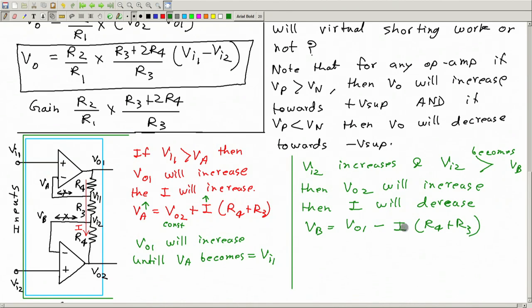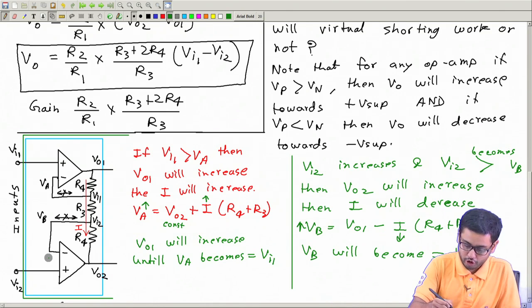Now, I is decreasing. Let us assume this is constant, this is decreasing, so this will go up. This is going down, this is going up. So then Vb will become the same as Vi2 once again, and the op amp will stay stable. So this way, once again, the virtual shorting between these two points will work.